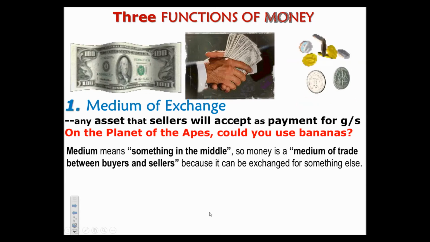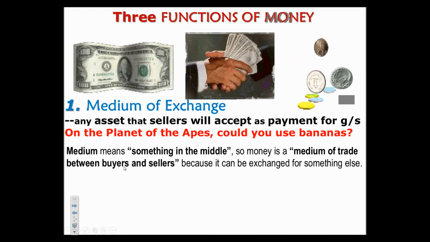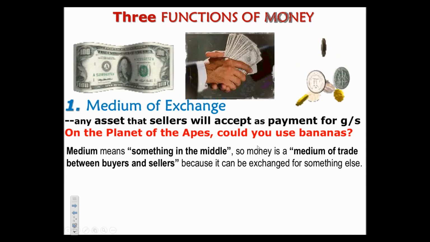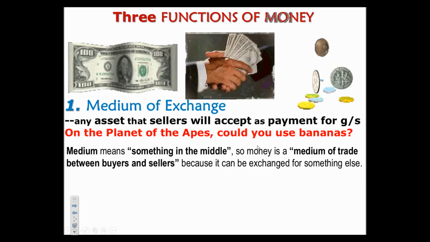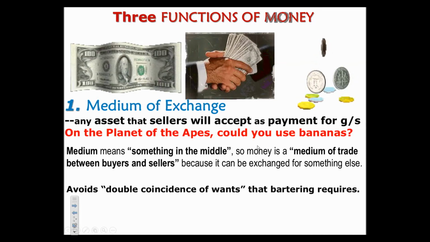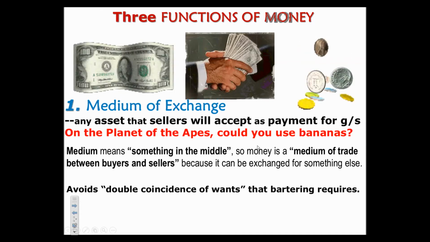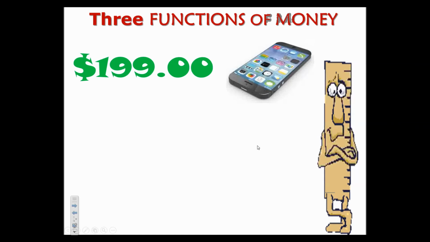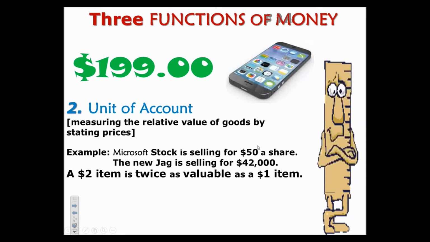Okay? So why do we call it medium of exchange? Medium means in the middle. So it's the thing that is in the middle that allows our transaction to take place. It's between buyers and sellers. Okay? This avoids the double coincidence of wants, because everybody wants money because you can use the money to buy anything.